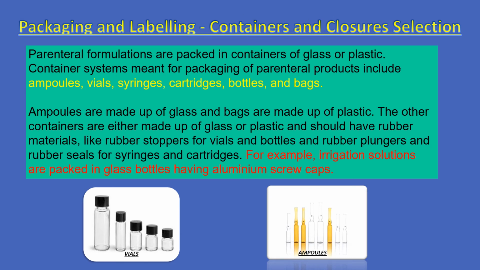Parenteral formulations are packed in containers, glass or plastic. The container systems meant for packaging of parenteral drugs include ampoules, vials, syringes, cartridges, bottles, and bags. As we have earlier studied about vial and ampoule, as you can see, this is the image of a vial and an ampoule. Ampoules are made from glass and bags are made of plastic, and other containers are either made of glass or plastic, and should have a rubber material like a rubber stopper for vial and bottle, and rubber plunger and rubber seal for syringe and cartridges. For example, irrigation solutions are packed in glass bottles having an aluminum screw cap.